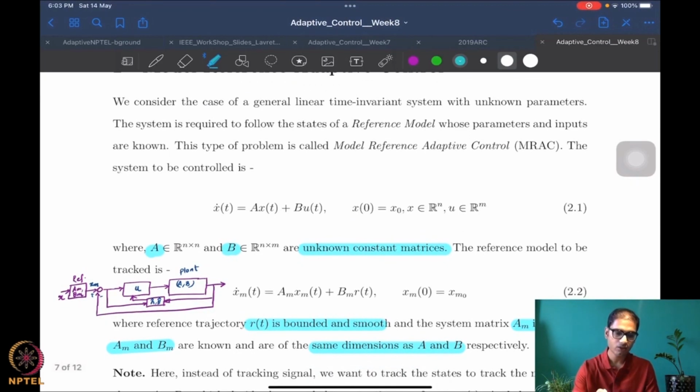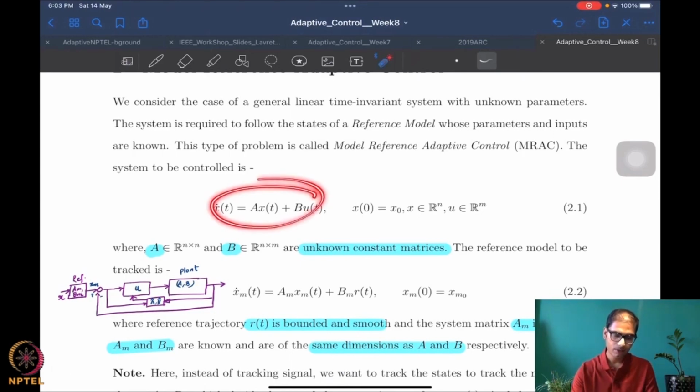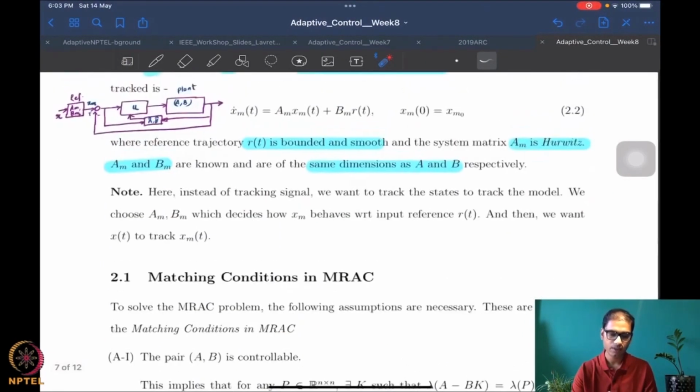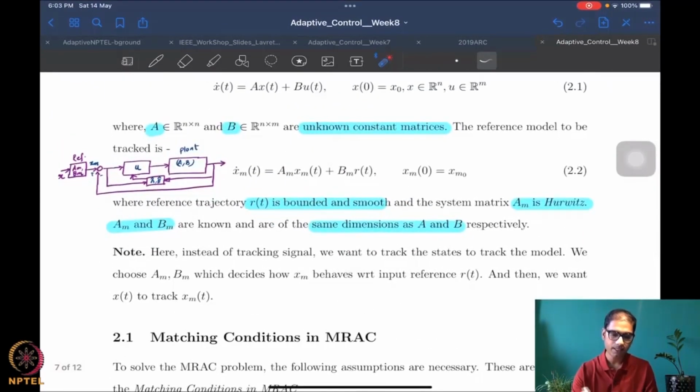Okay, so you literally do not know this linear system, but of course there are a few other assumptions. We will come to the assumptions. These are the assumptions on the reference system. Anything that you want to track has to take as input a nice bounded smooth signal. This is just a standard assumption, to ensure that the reference signal, or the XM that you're trying to match, comes out to be a nice enough signal.